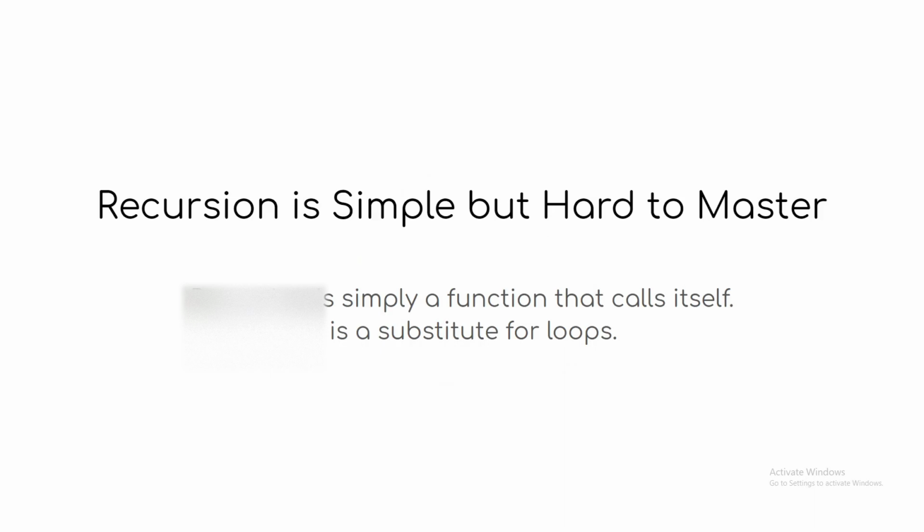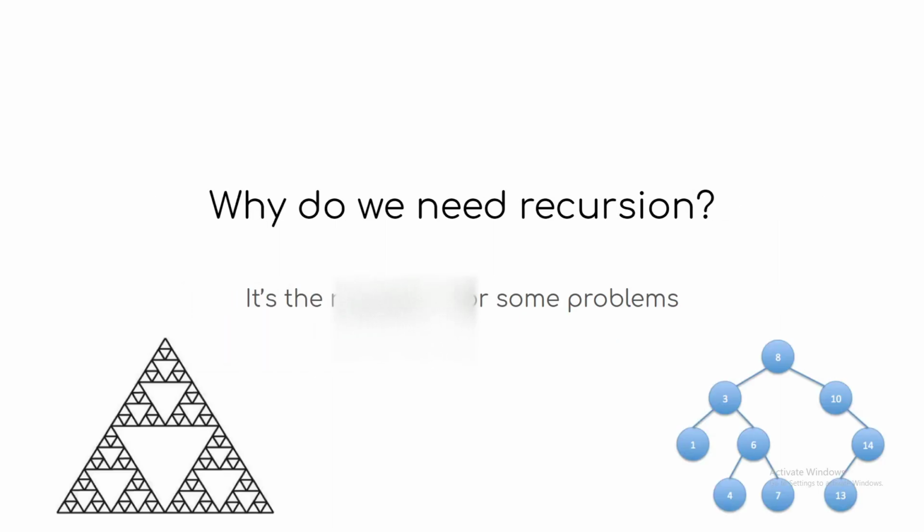It's hard to master. Recursion is simply a function that calls itself. Okay, it's a substitute for loops. So anything that you can do with recursion, you can do with loops and vice versa. So why do we need recursion then? Well, it's just the natural fit for some problems.